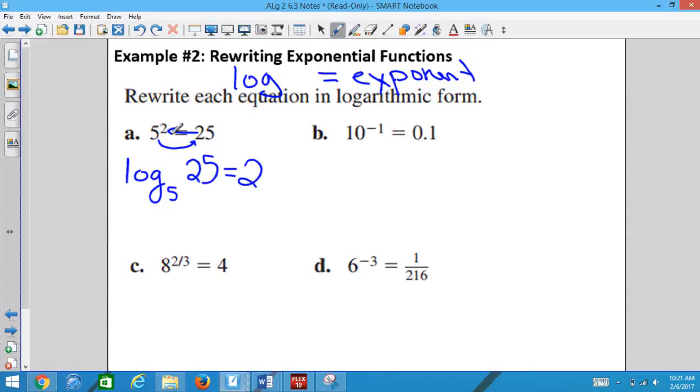So the next one is going to be log base what? 10. Yeah, that's fine. Log of 0.1 equals -1. Again, the swirly method, if you're doing it that way, log base 10 of 0.1 equals -1.